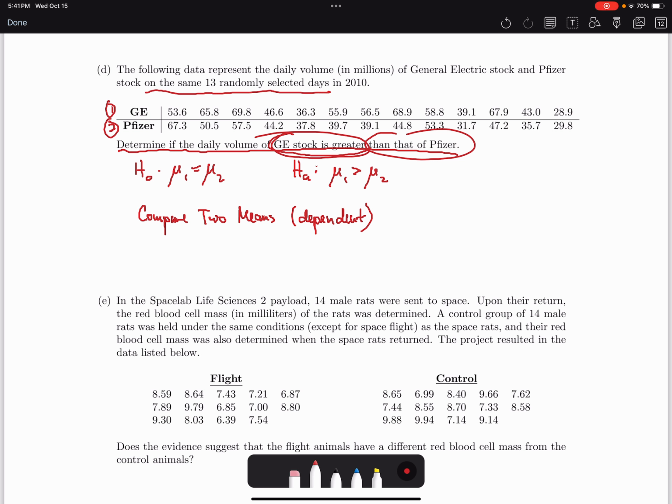In other words, once we chose the GE stock for, let's just say that this day was February 3rd or something, right? Then we automatically got the Pfizer stock for that same day, right? They're matched pairs. These are the same day, right? So this is February 3rd, let's say, and maybe this one is March 15th, and maybe this one is March 17th, and so forth, right? But they're clearly matched pairs, right? Dependent samples.